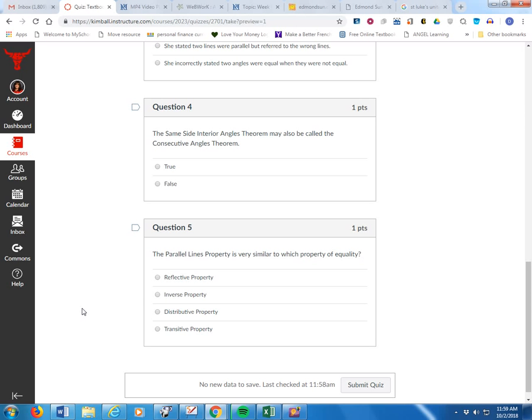And then question 5, the parallel lines property is very similar to which property of equality? Transitive. Yeah, the parallel lines property, if you've got more than one set of parallel lines, and you say this one's parallel to this one, and the middle one's parallel to the third, you could say the first is parallel to the third, which is the transitive property. A equals B, and B equals C, then A equals C.